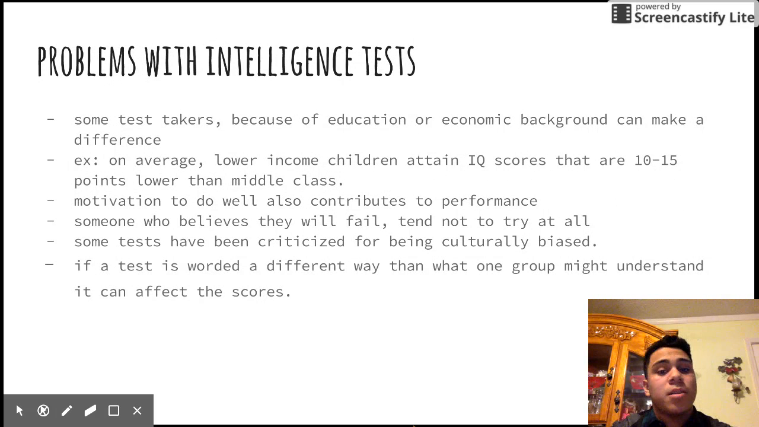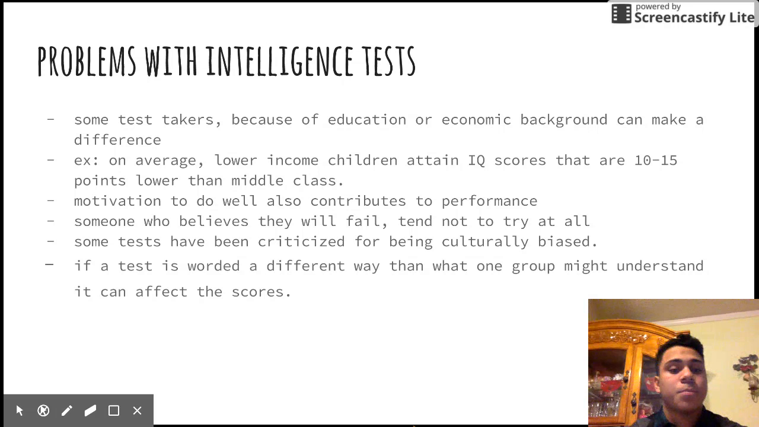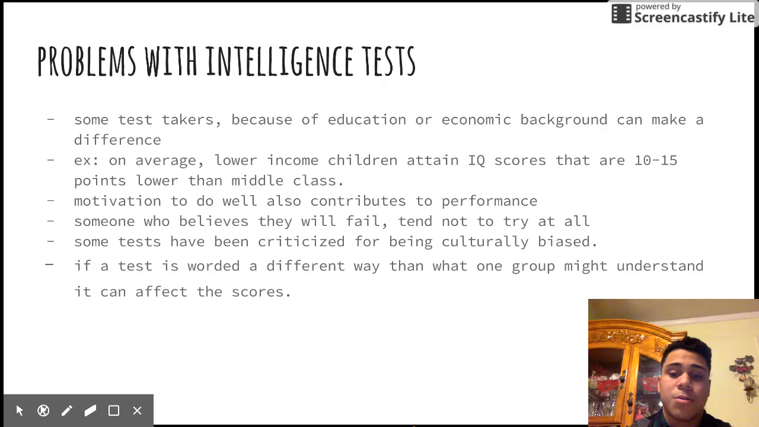Some test takers, because of their education and economic background, can make a difference. For example, average lower income children attain IQ scores that are 10 to 15 points lower than middle class children. Motivation also contributes to performance. Some believe that they will fail, and they do because they're not motivated enough.